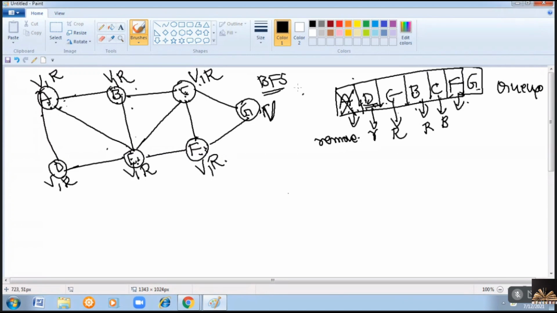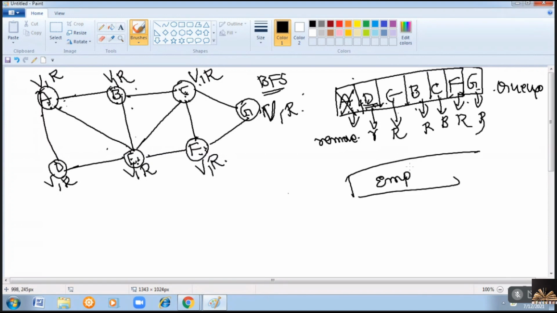G does not have any adjacent vertices which are not visited. Therefore, you can also remove G. Once you remove all these vertices, now the queue is empty. When the queue becomes empty, you can stop the process. You can stop BFS traversal.